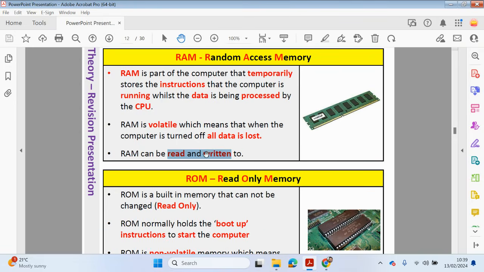RAM can be read and written to, unlike the read-only memory. So the random access memory will contain data which is being processed by the CPU.